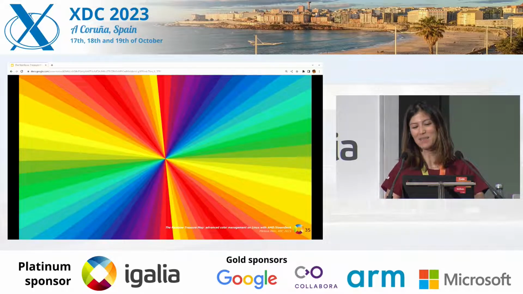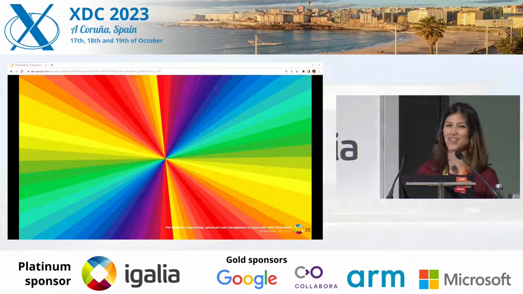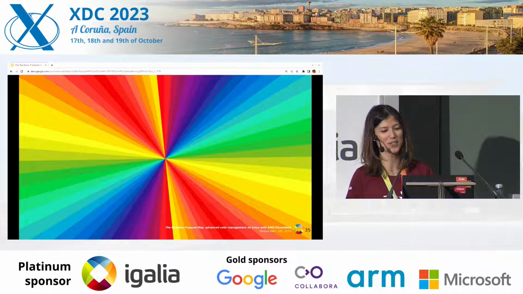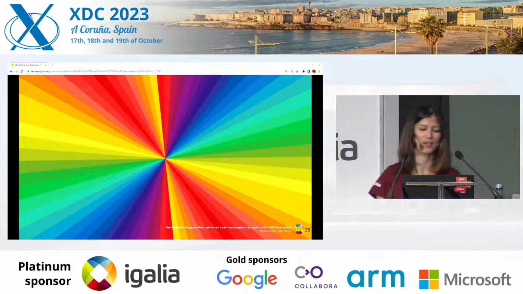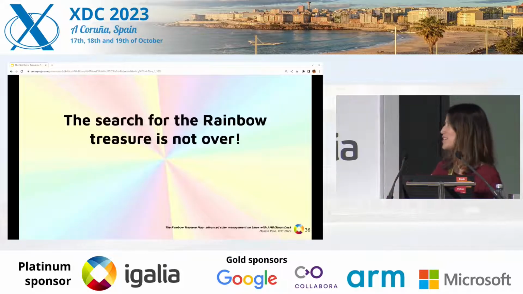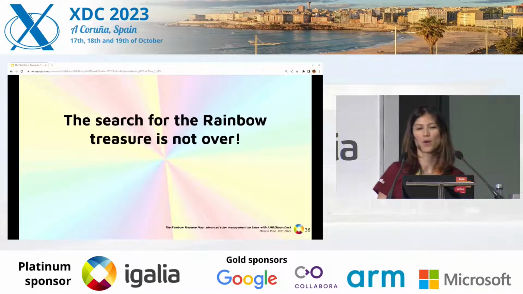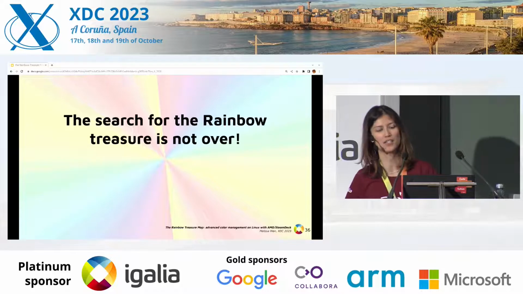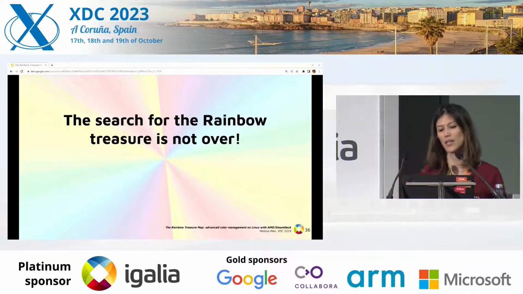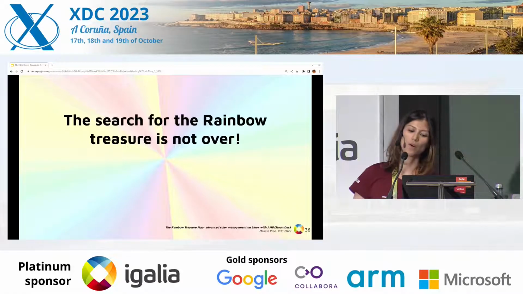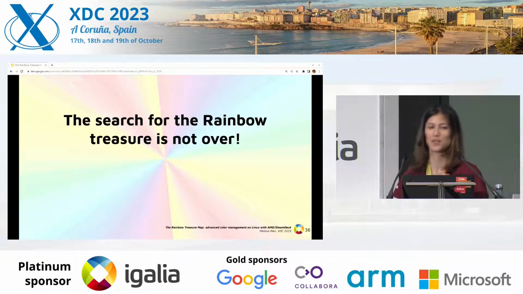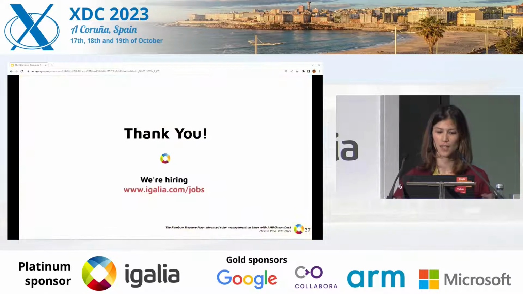So the DRM subsystem contains not only this treasure map, but many other hidden treasures from different vendors. And that means that the search for the rainbow treasure is not over. We want more complex transformation and adjustment available in Linux, and we want to expose all GPU capabilities from all hardware vendors to the Linux user space.